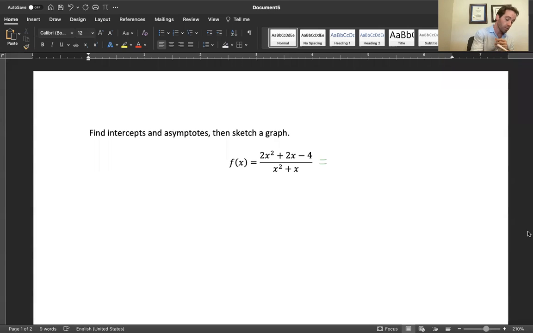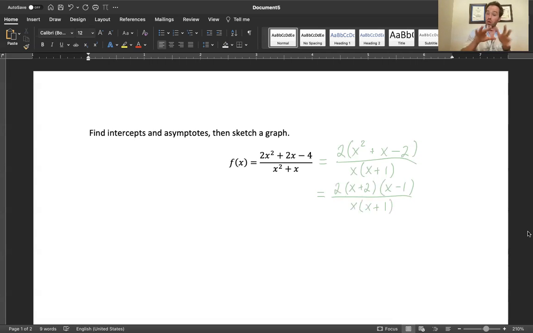We can say that this is going to be equal to, first of all, there's a GCF on the top. So that can get pulled out to get 2 times x squared plus x minus 2. And on the bottom, this can also factor to get x times x plus 1. The top, let's hope, can be factored further. x and x, and plus 2 minus 1 fit here. On the bottom, x times x plus 1.